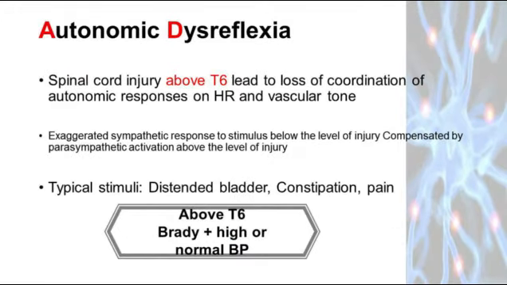There is something called autonomic dysreflexia, which is a spinal cord injury above T6 leading to loss of coordination of autonomic response on the heart rate and the vascular tone. So the patient will manifest with bradycardia plus high or normal blood pressure, with evidence of above-T6 spinal cord injury. Typical stimuli are a distended bladder, constipation, or pain.